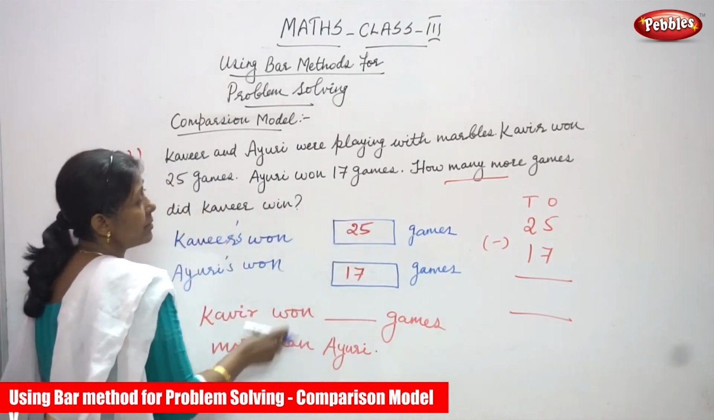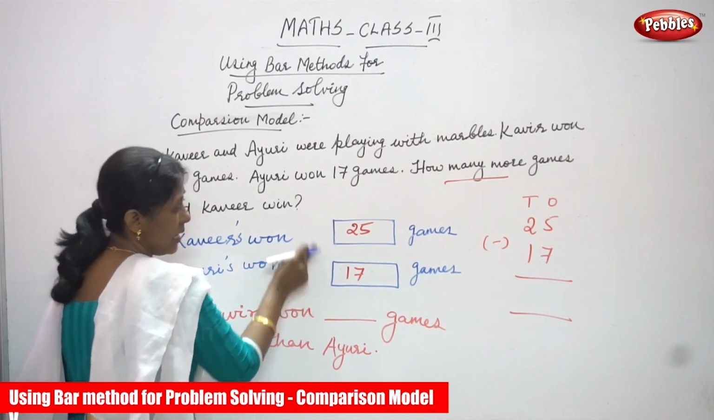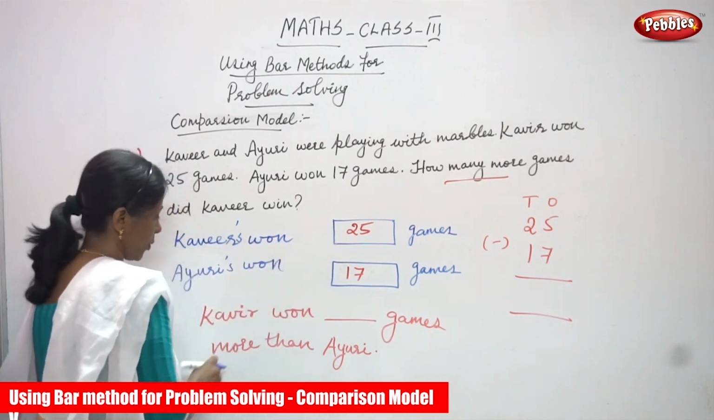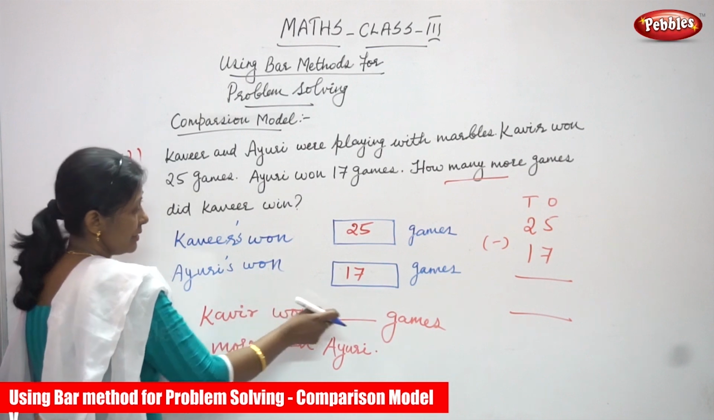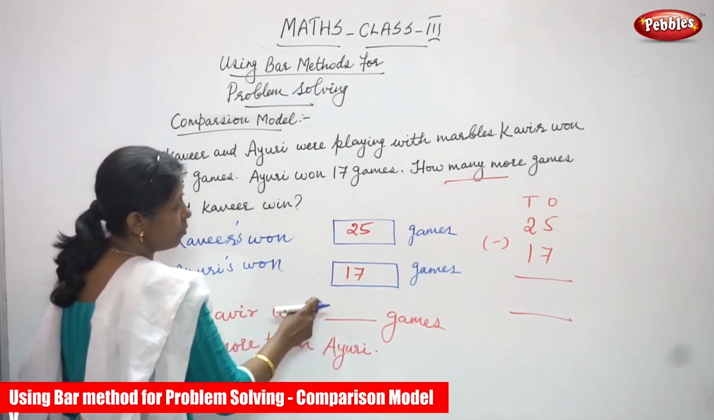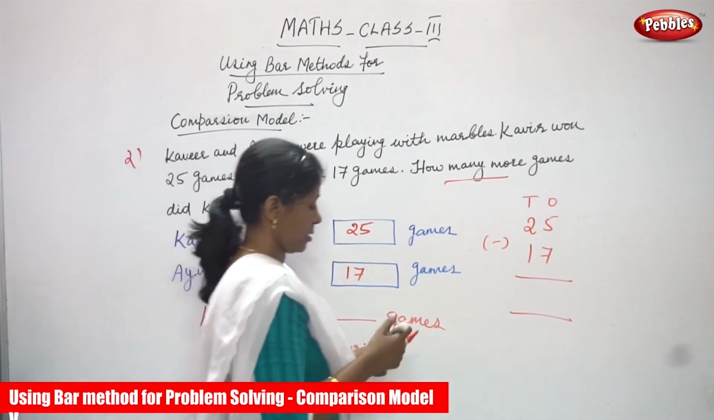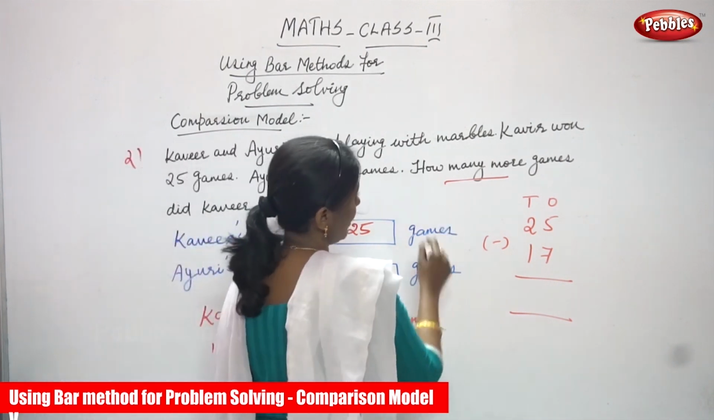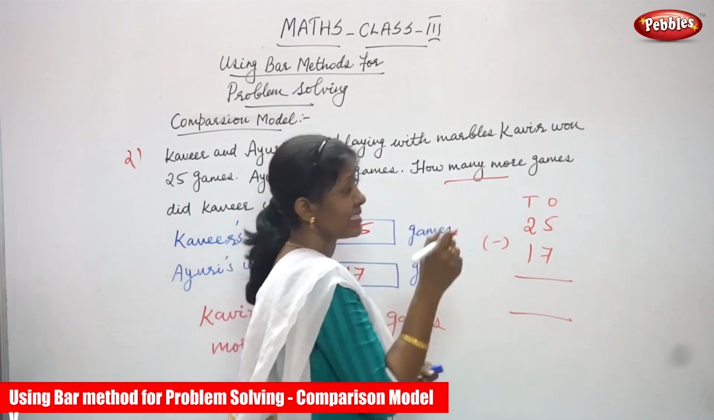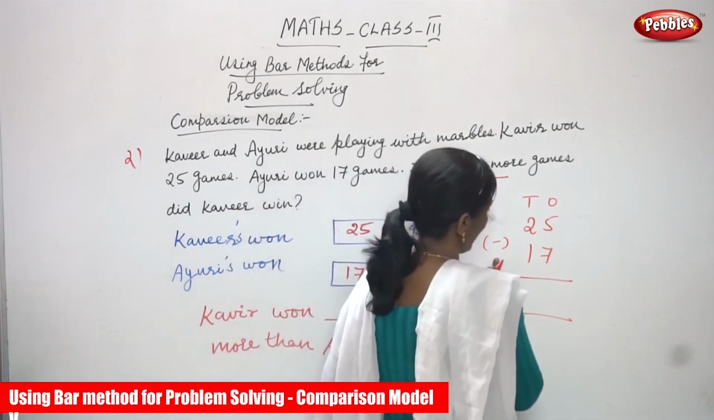You know very clearly that Kavir won more games than Ayuri. So that is what they ask in the question: Kavir won dash games more than Ayuri. You have to find how many more games Kavir won. This is the question. How many more means it is a subtraction. That is why I have given the subtraction sign.